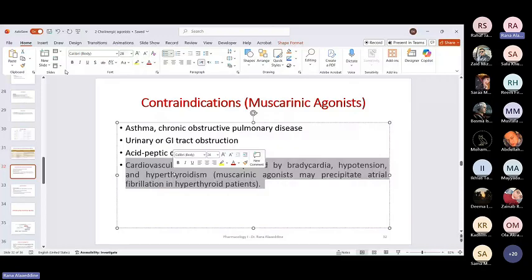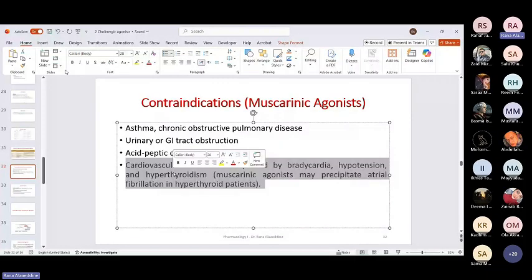So anyways, you tell me what happens to secretions of acidity in the stomach, more or less parasympathetic? More. Okay. So if someone is having acidity in their stomach, is it good to give them those drugs? No. So this is one of the contraindications.